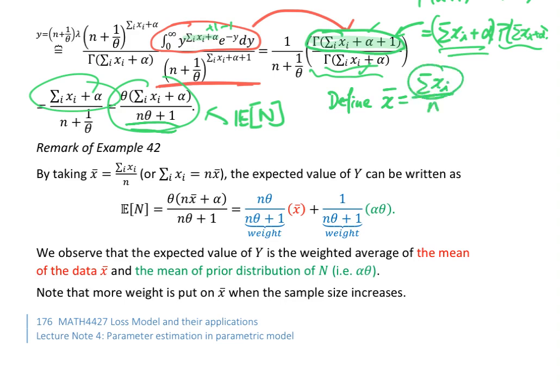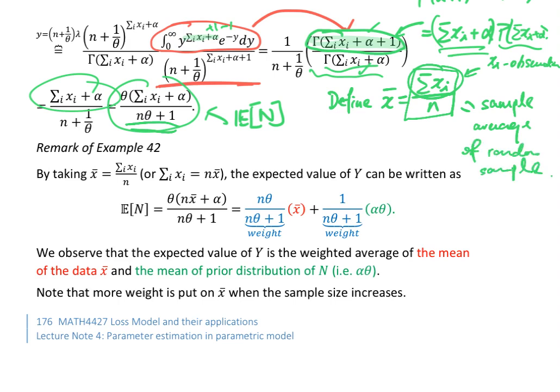So remember, this si is my observation of the ni, which is sample data. So that means this thing is just equal to the sample average of your random sample. Now given this, you can rewrite this summation of si equal to n s bar. Then this expected value can be written in this form, n times a, summation si equal to n s bar.